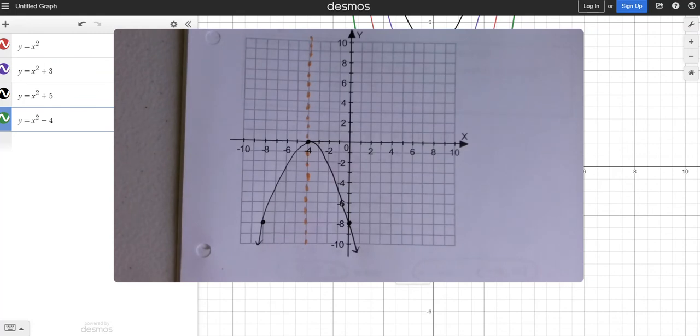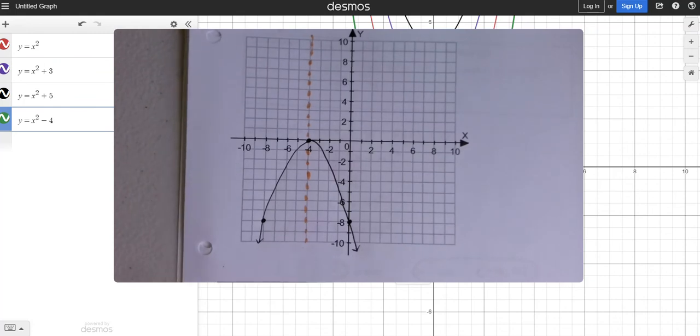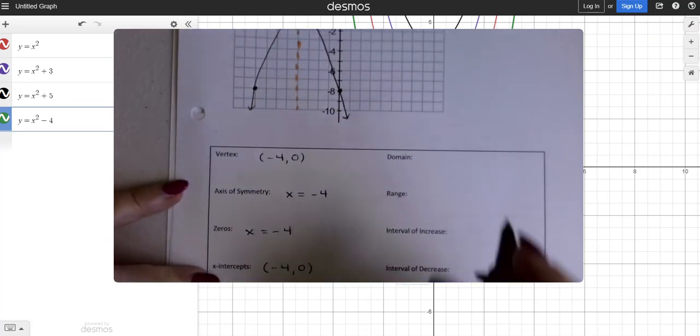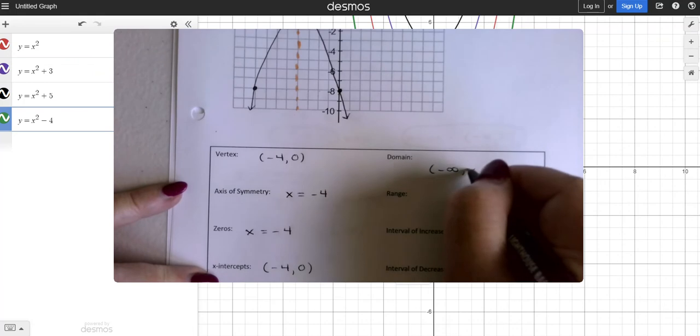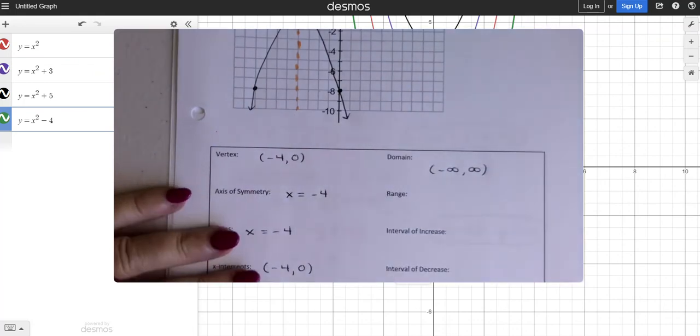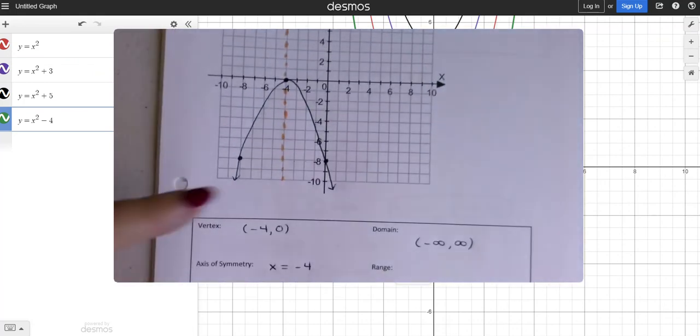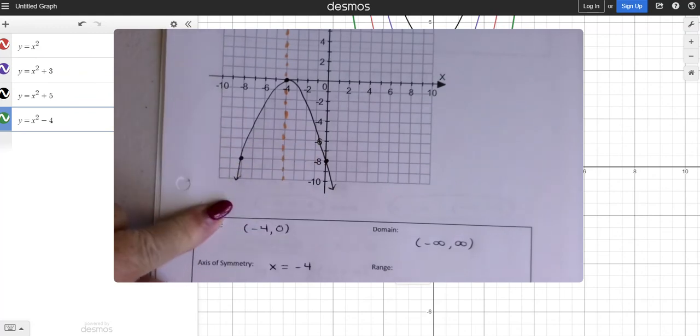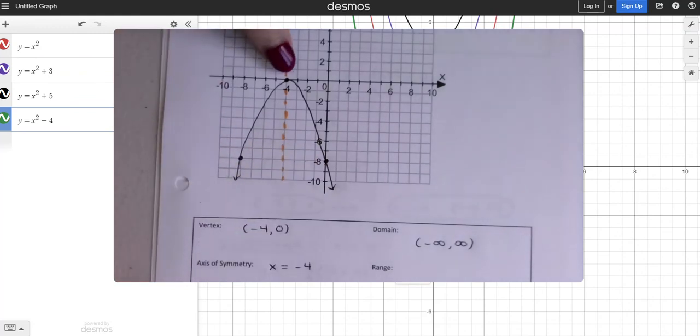All right, our domain is still negative infinity to infinity. Notice it's going left forever and right forever. As far as the range, this one goes down forever, so down to negative infinity. But the largest y value right here at the vertex is 0. So my range goes from negative infinity to a maximum value of 0.